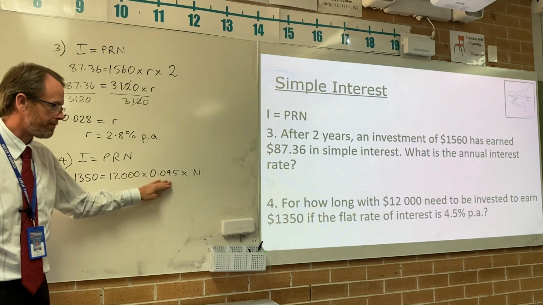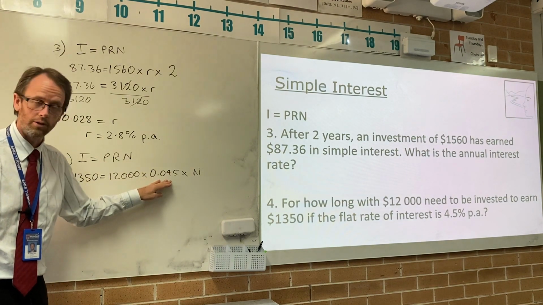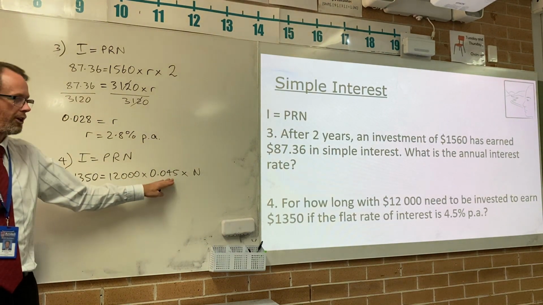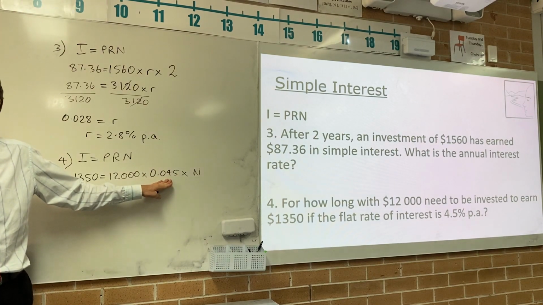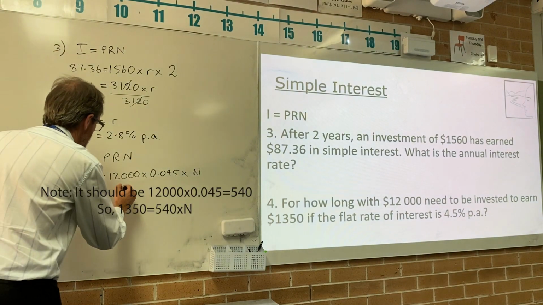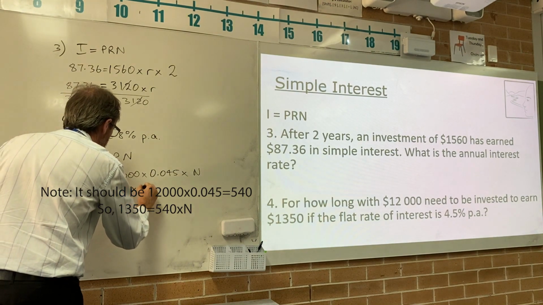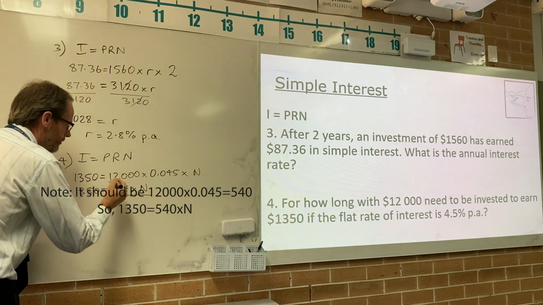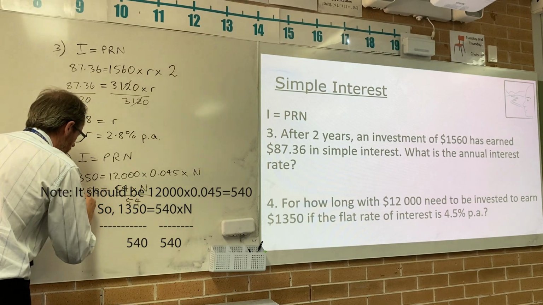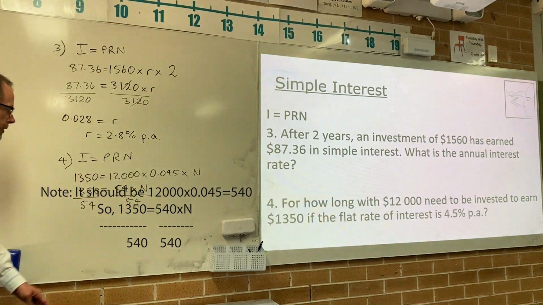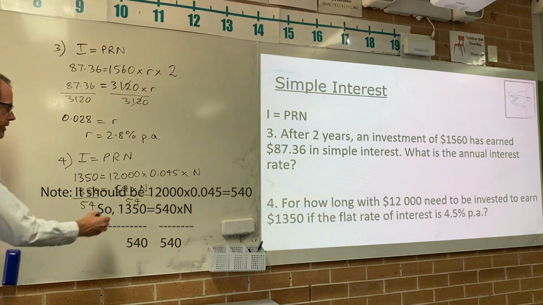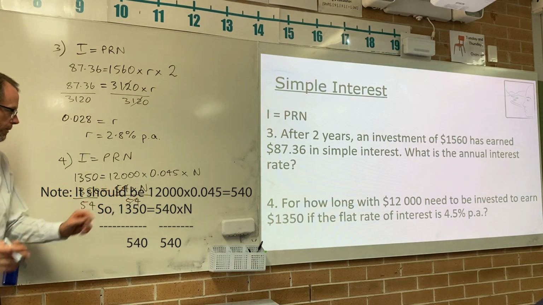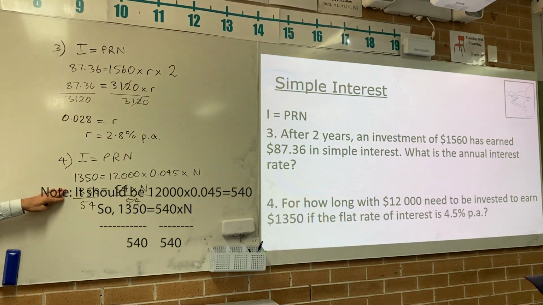Now again, I like to simplify first. Don't have to. You could just take that all to that side. But what is 12,000 times 0.045? Type that into a calculator. 54? Okay. So we've got 54 times N is equal to 1350. This time now, I want to divide both sides by 54. So I keep it balanced. I'm working backwards. These two 54s will cancel out, and we're back to our original number. So I just need to work this out.